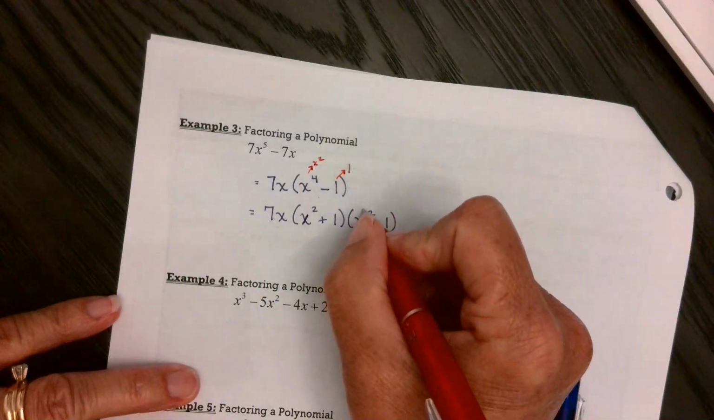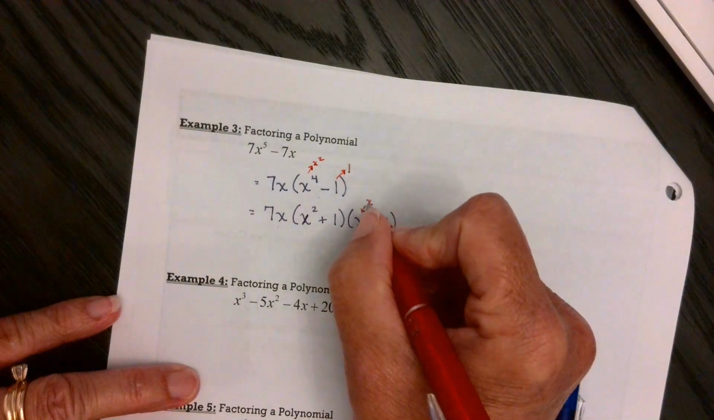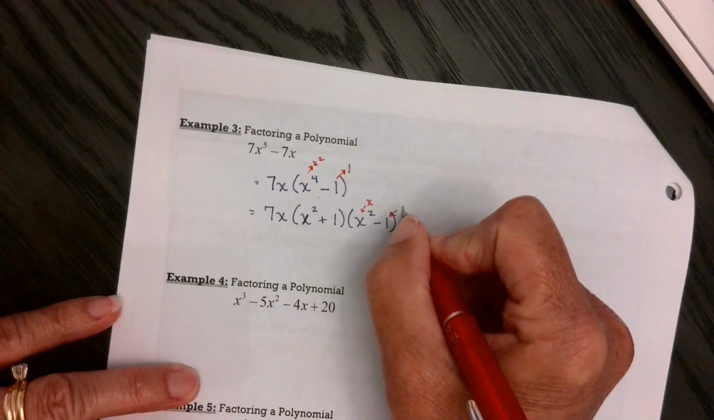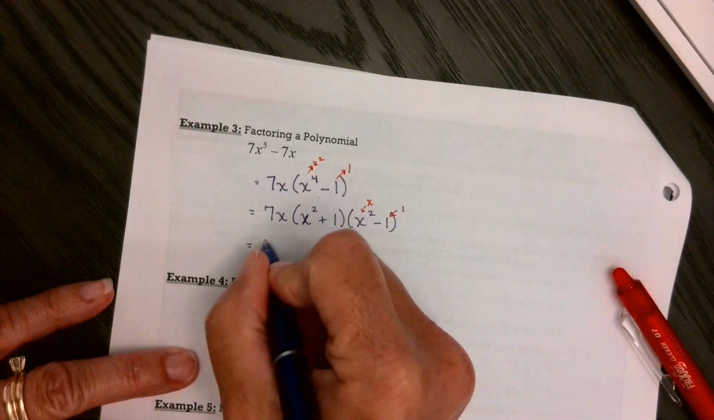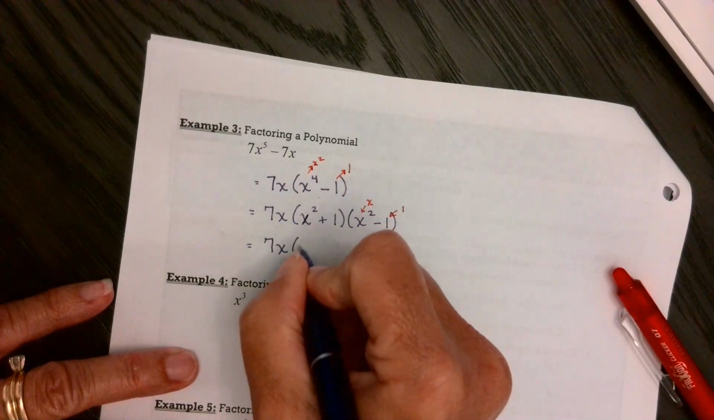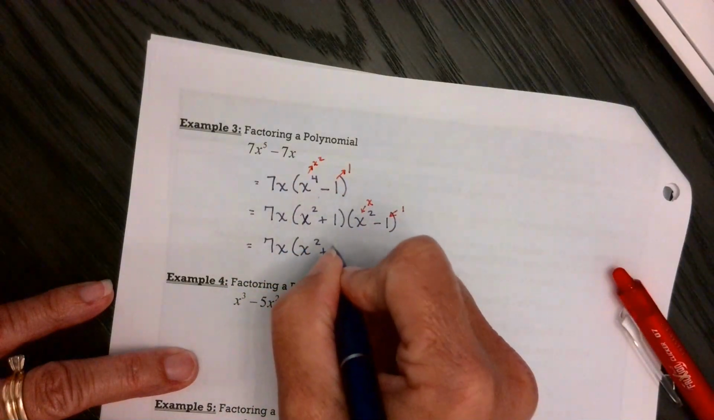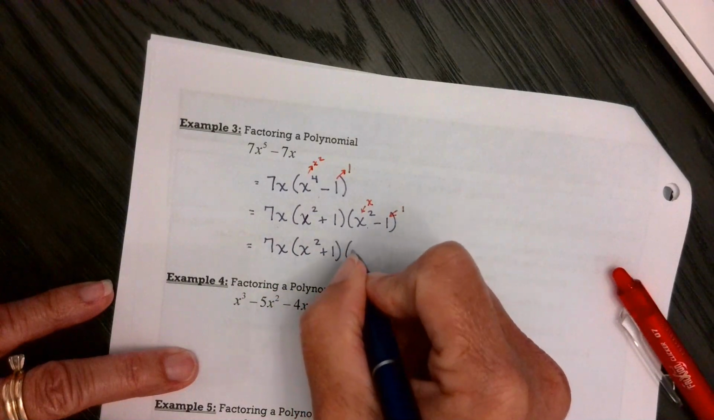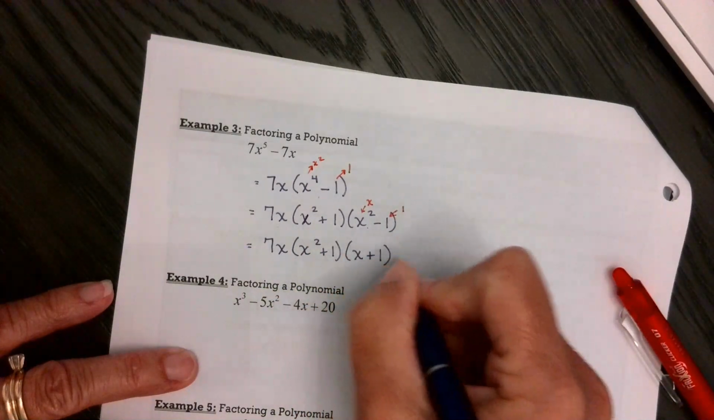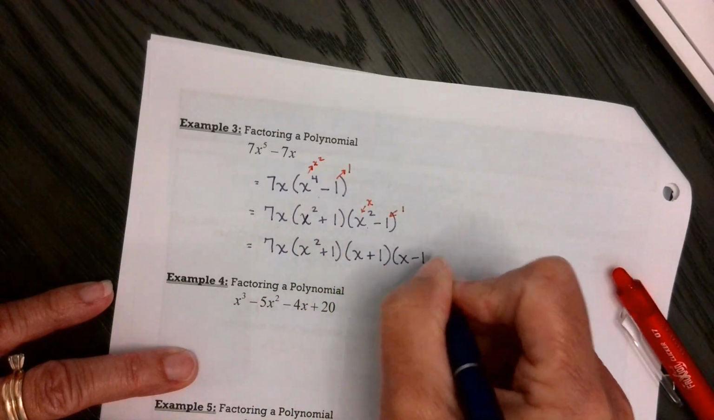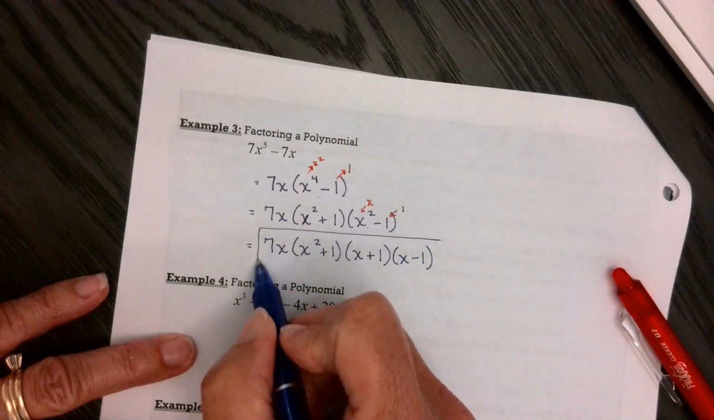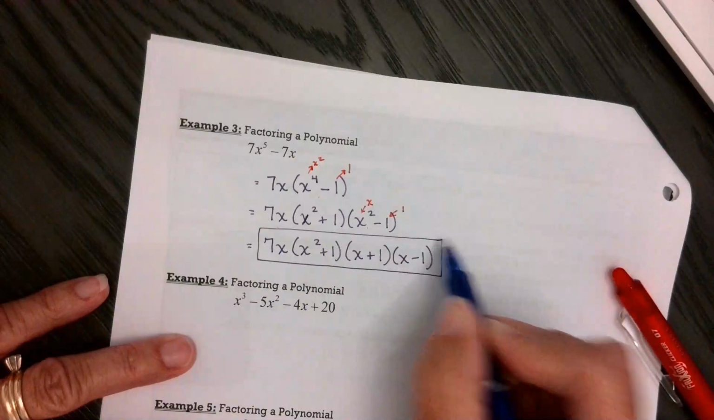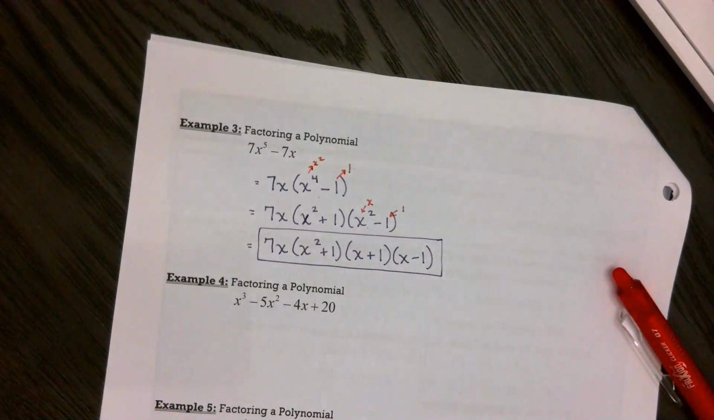Well, the way to get x squared is x times x, and the way to get 1 is 1 and negative 1. So it is the difference of two squares. So I have to go one step further. I have x squared plus 1, and then this one is going to factor as x plus 1 and x minus 1. And now it is factored completely. Okay, so that's it. I will pick up with this in next class.